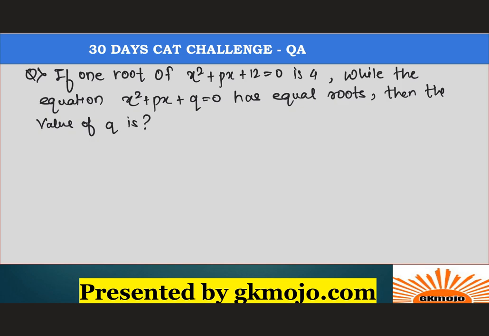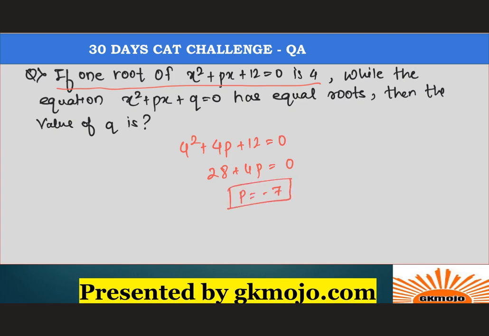What does the first part of the question say? The first part says that one root of this equation is 4. That is, you can replace this x with 4. So 4 square plus 4p plus 12 is equal to 0, right? Which is essentially 28 plus 4p is equal to 0, and p comes out to be minus 7.